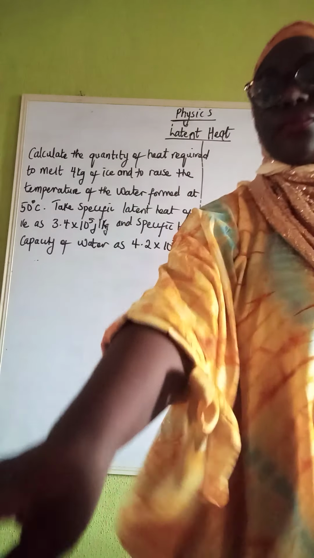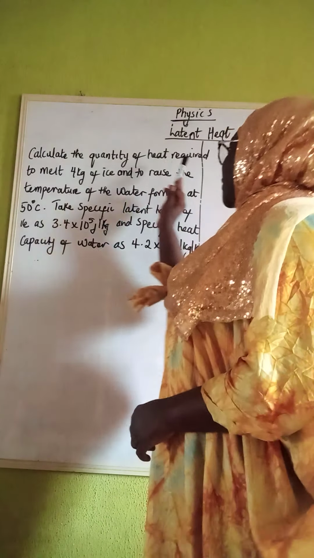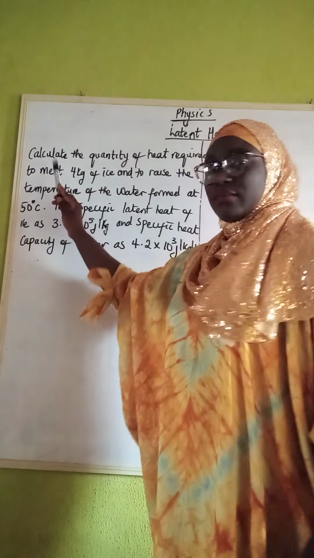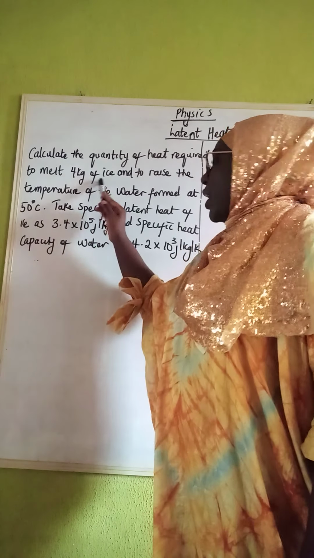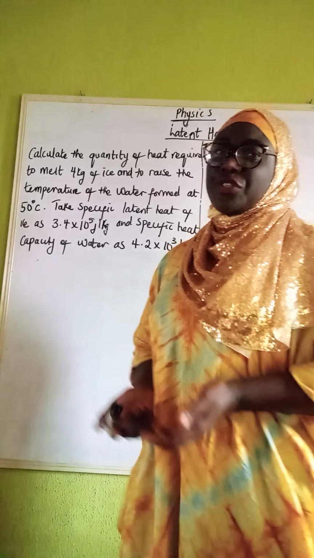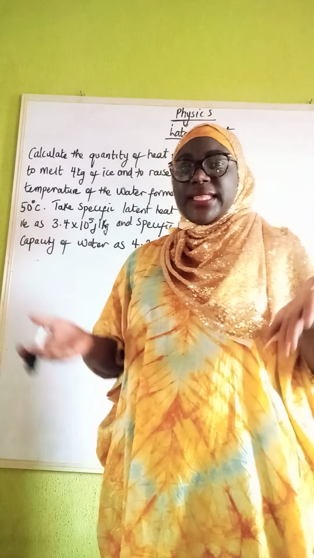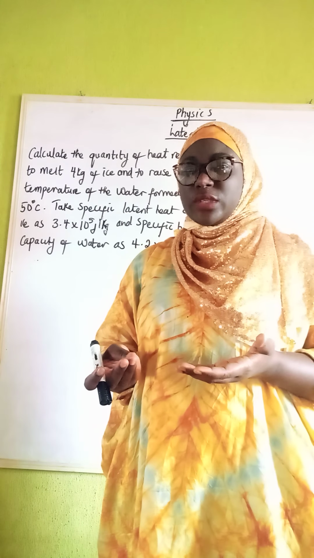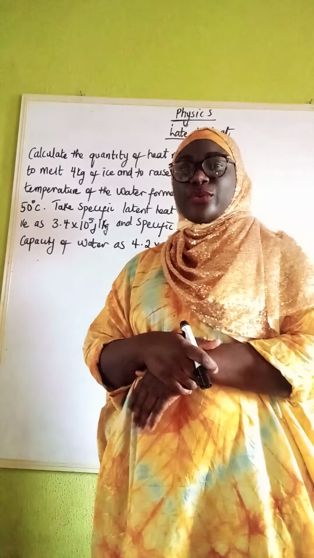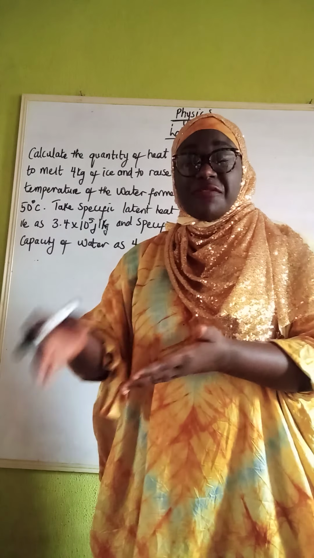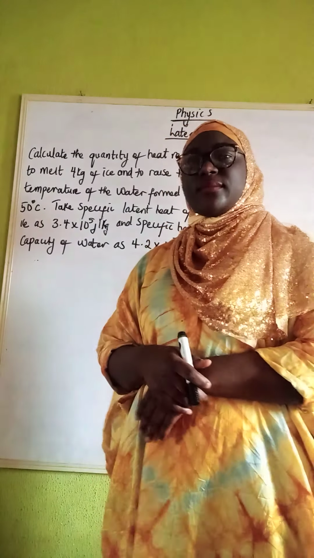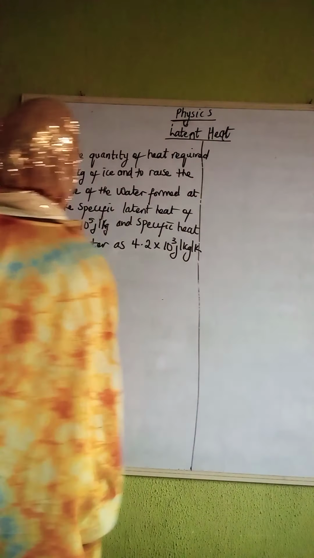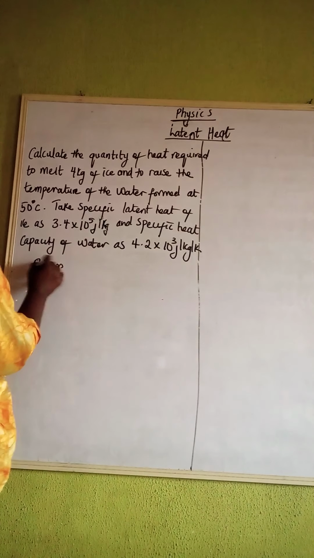Now, look at this question. Calculate the quantity of heat required to melt 4 kilograms of ice. You remove the ice from your refrigerator or freezer. Definitely the melting process simply involves an increase in temperature, because your ice will eventually turn to liquid. So now here, first of all, let us write the parameters given to us.